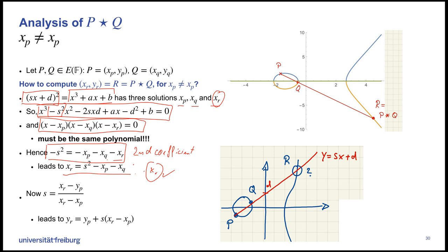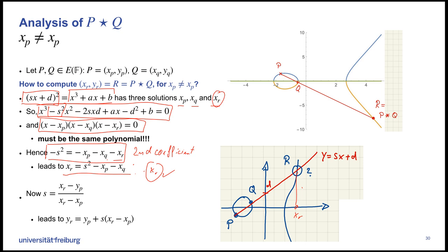So in order to compute the y coordinate, we have two possibilities. The first possibility is we plug it into the cubic equation. Don't, because that's a mess again. You plug it in the cubic equation, and then you have to compute the square root. Or, you know it's on the line. You know that this is on the line, and now you have this coordinate of xr.